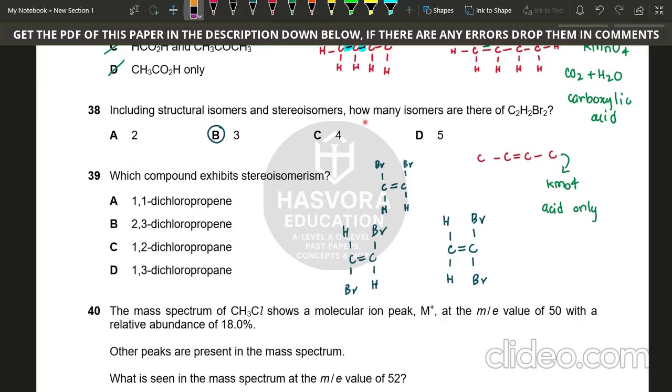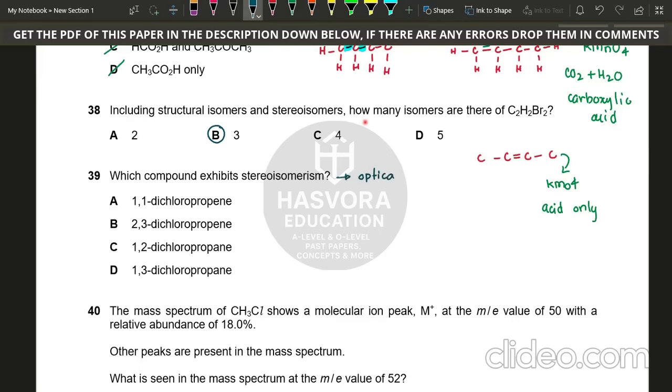Okay, let me just remove this because we also have to attempt question number 39. Question number 39 says, which compound exhibits stereoisomerism? Okay, so stereoisomerism includes your optical, in which you have the carbon bonded to 4 different groups, and you also have the geometrical, which is cis trans. Okay, but in this case you have no double bond, so geometrical is not possible.